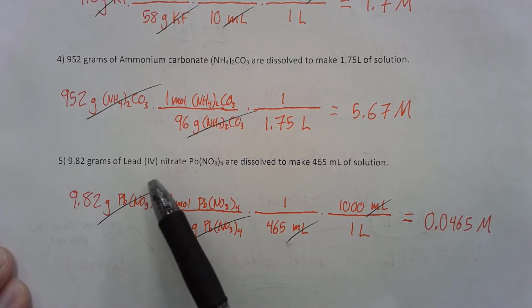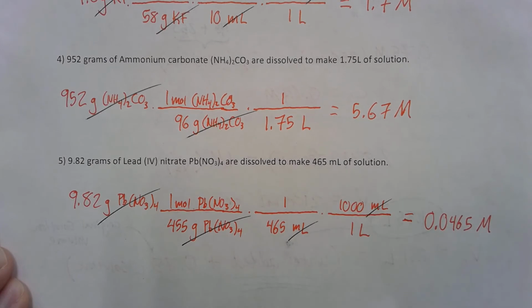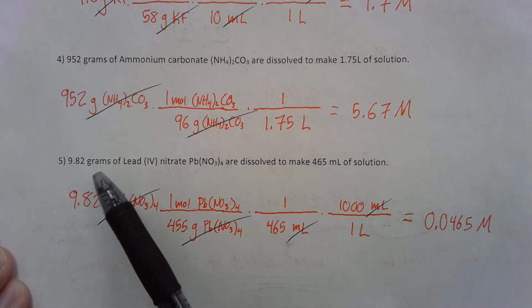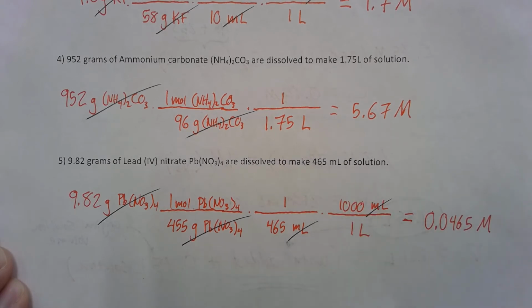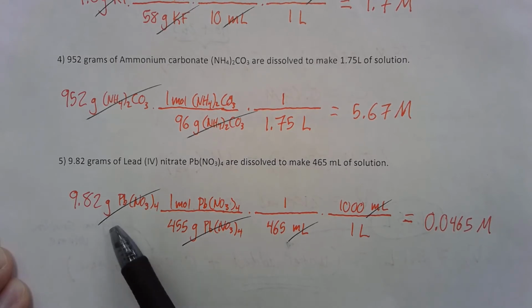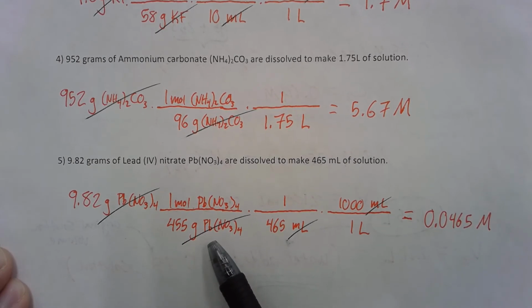Alright, number 5 down here, 9.82 grams of lead 4 nitrate are dissolved to make 465 milliliters of a solution. Again, we need to think about what we're given and what we need to go to. So grams and milliliters, both of those need to be changed at some point in this calculation. So let's start with what we're given, 9.82 grams. Convert that with the molar mass, 455 grams of lead 4 nitrate is 1 mole.